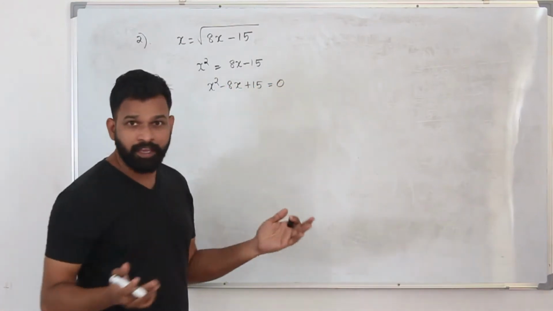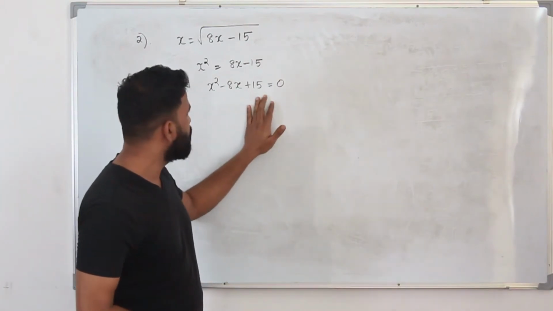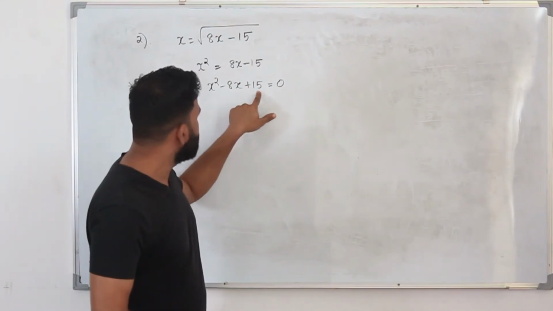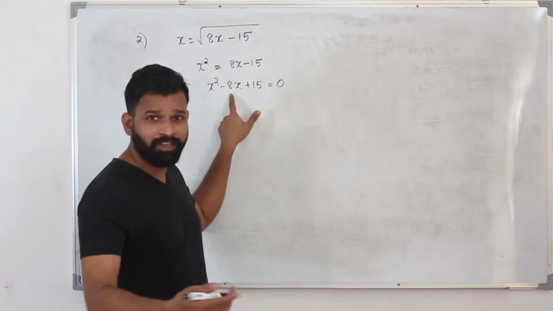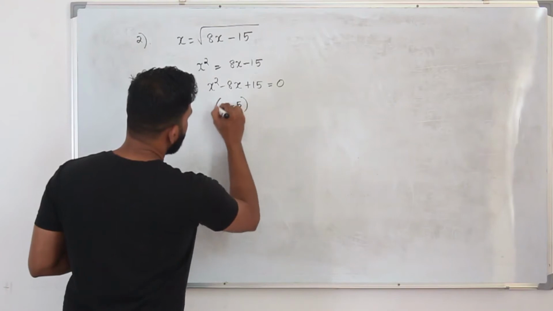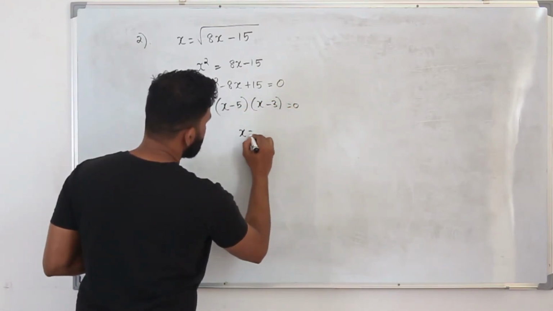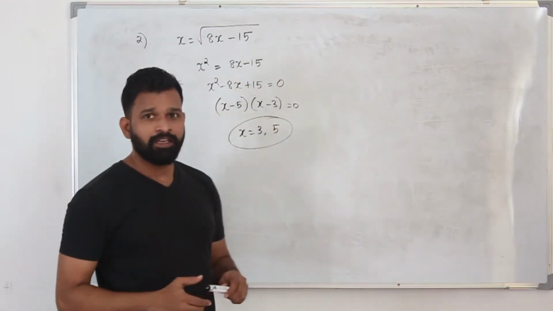You got a quadratic equation now. You know how to solve this equation already. You can use a factorization method, the product sum method. Look for two numbers which multiply to 15 and add to minus 8, which will be minus 5 and minus 3, if I'm not wrong. So you will have x minus 5 times x minus 3 equals 0. So your two solutions are 3 and 5. That's it. It is not difficult.